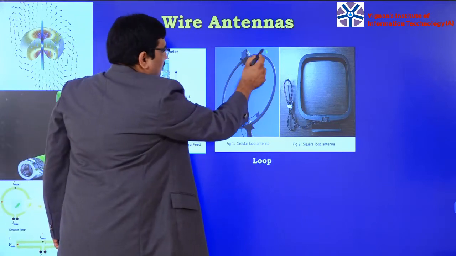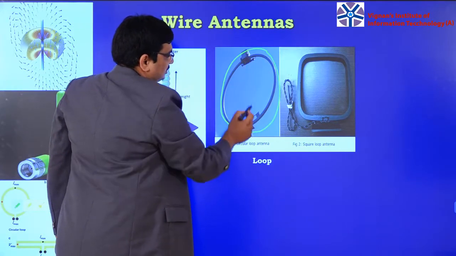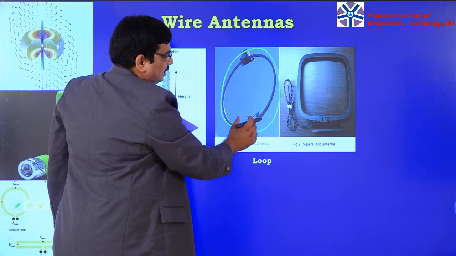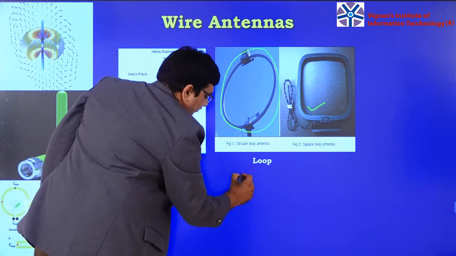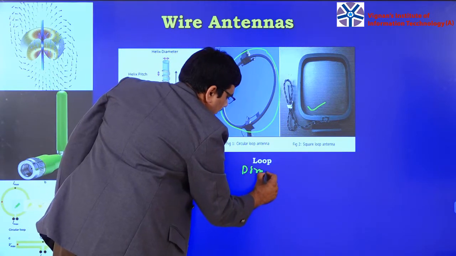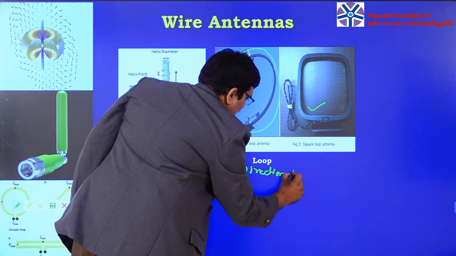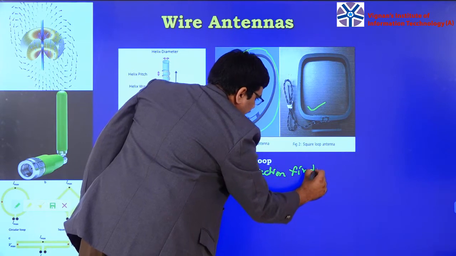Most applications use a circular loop antenna. This is a commercially available circular antenna, and this is a square loop antenna. We use these antennas for direction finding applications.